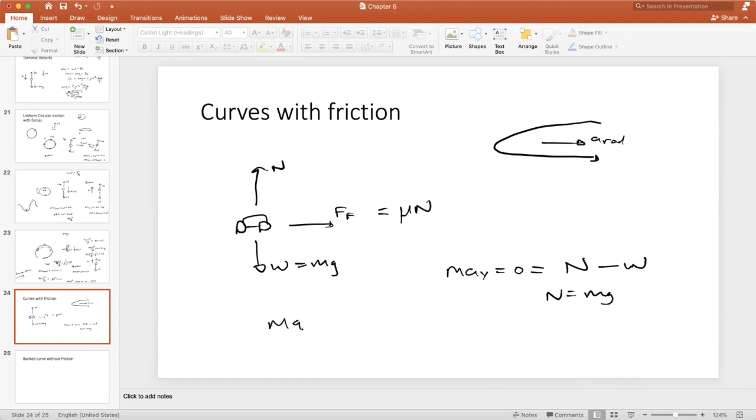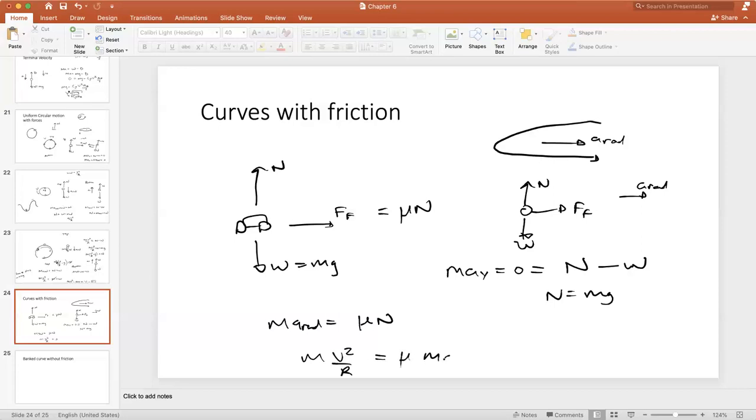And in the ma rad direction, the only force, I should draw it like this, is the force of friction. There's no acceleration this way. There's an a rad acceleration to the center of the turn. Ma rad is mv squared over r, right, is mu n, and n is mg. Cancel those, and we see that v is the square root of mu g r, okay? What that means is this is the fastest you could go without sliding, because this is the force of friction, and if this force were greater, you would fly off the turn.